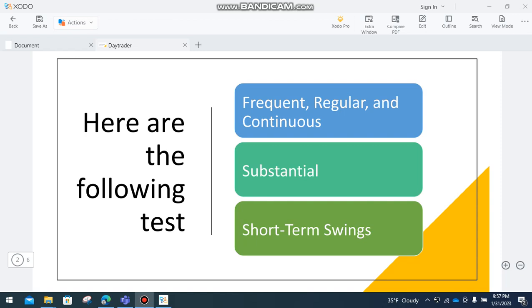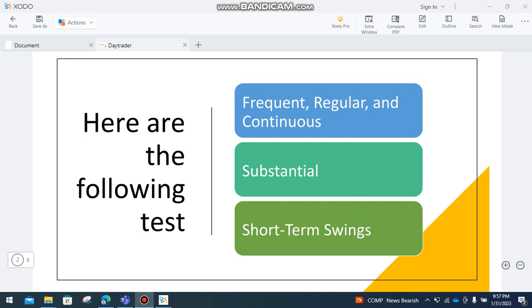Next is the substantial. The U.S. Tax Court definition of substantial or extensive is based partly on the taxpayer's time spent reading research reports and consulting with others. So basically, any securities that you buy and sell, you should be an expert of them. That's basically what substantial means.